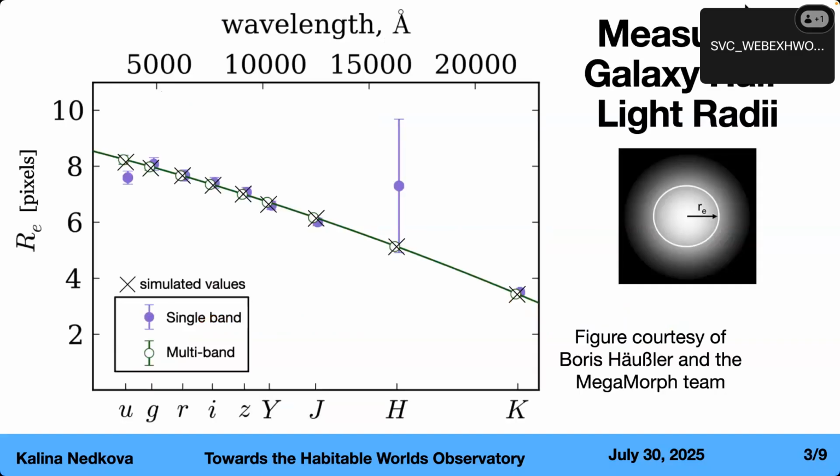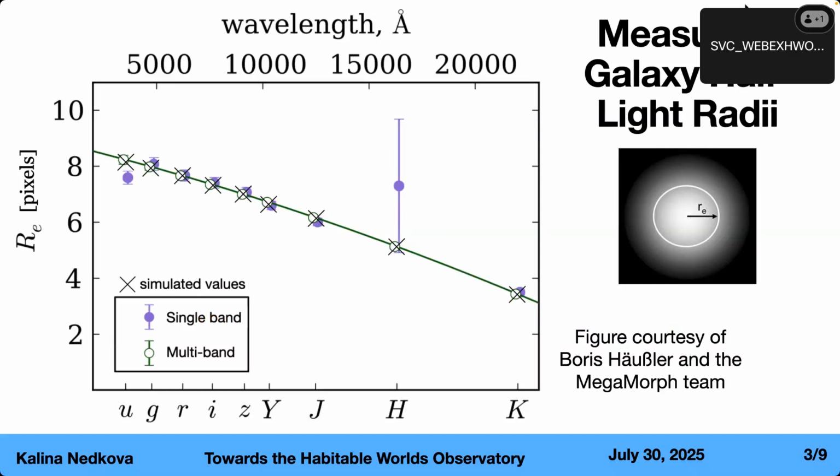Okay, so we have a fantastic way to measure sizes. When I say size, I really mean half-light radius. This is the radius at which half of the total light is emitted, shown here in this cartoon. And we are fitting the wavelengths using a multi-wavelength approach.